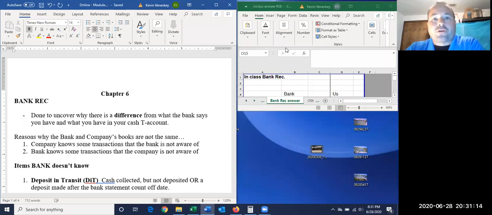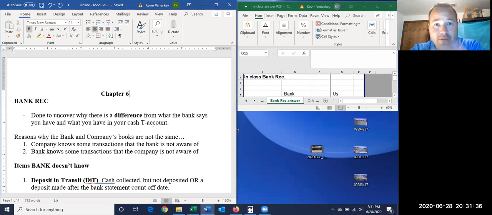Hello, we are ready for chapter 6. Now we're in module 4, and I think you'll find that this is one of the easier chapters. There's only two concepts we're really going to look at. We're going to look at doing a bank rec, which is a really important thing.